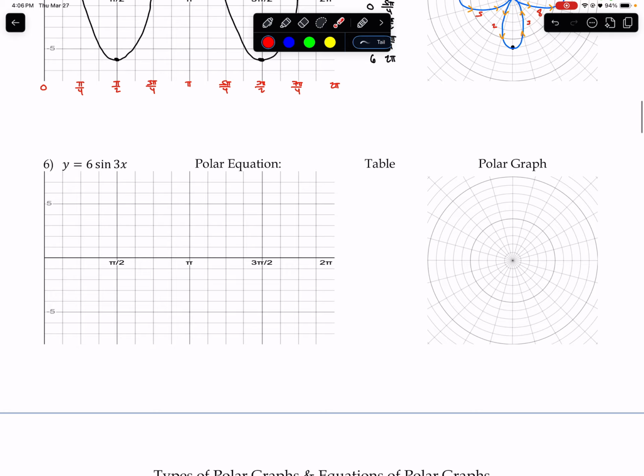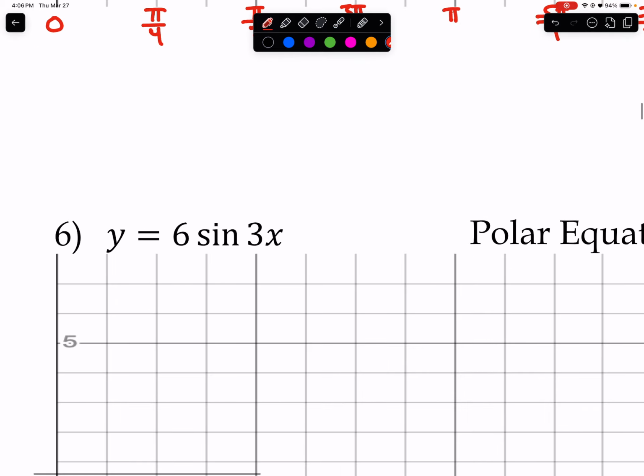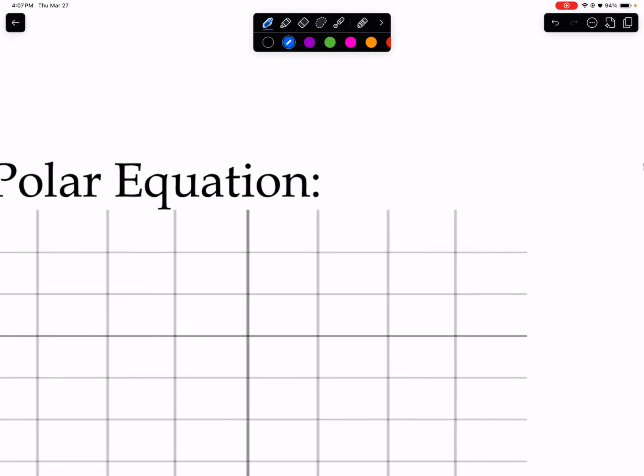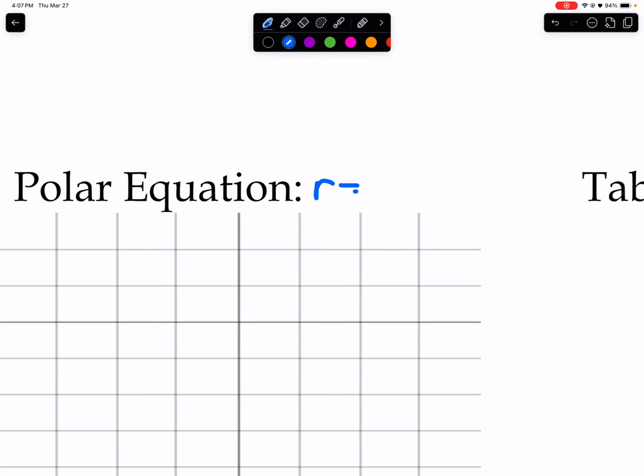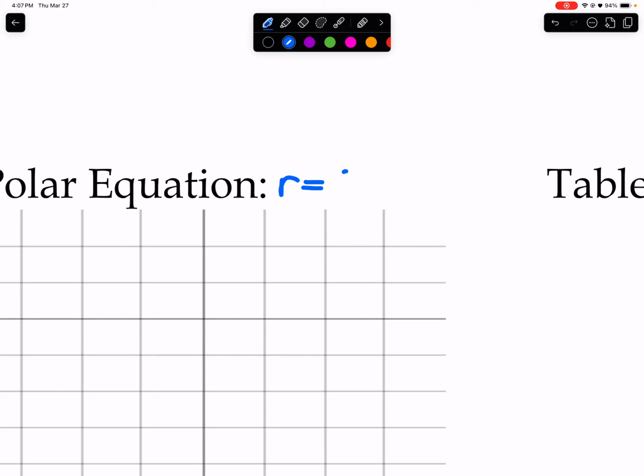All right, and then over here, it's going to be the same idea. So I'd actually pause here and try this on your own first, but I'm just going to jump right in. So my equation here, we're going to do r equals 6 sine of 3 theta.